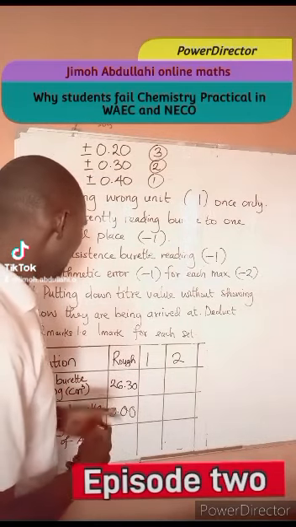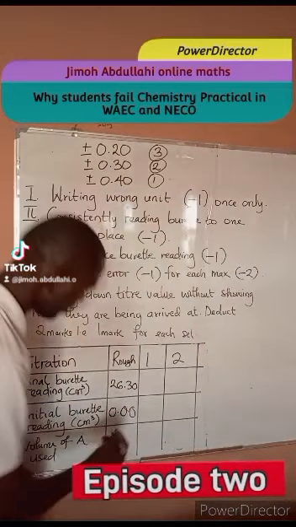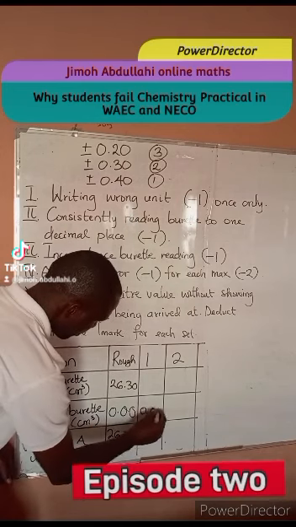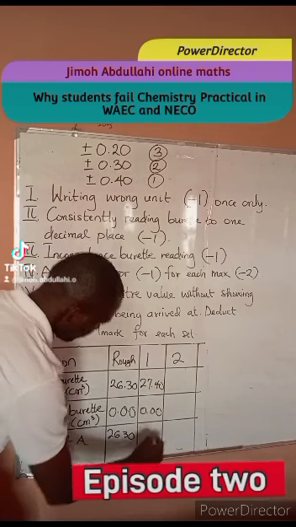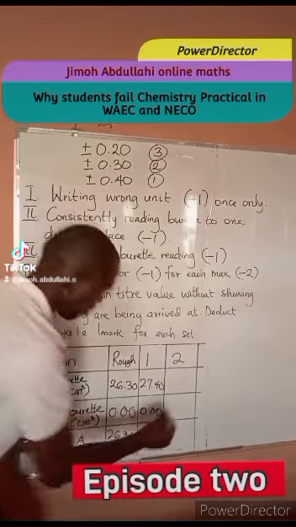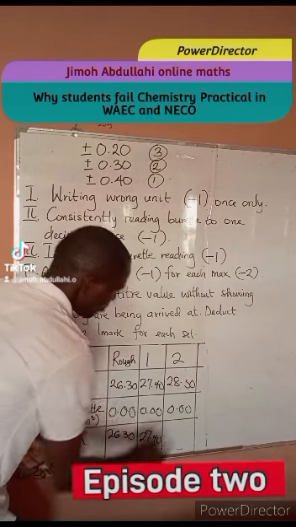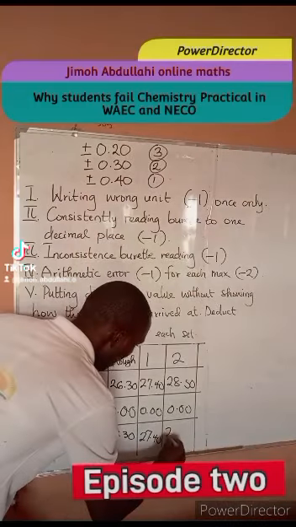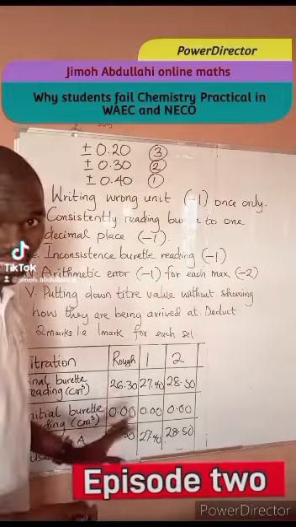You get it? So the inconsistency comes when, let's say, here you have 26.30. Let's say you start again, you have 0.0. Here you now have 27.40. Let's say you start again after running this up. You have 0.00. You now have 28.50. This is inconsistent reading. And how many marks are you going to lose? You are going to lose 1 mark for that.